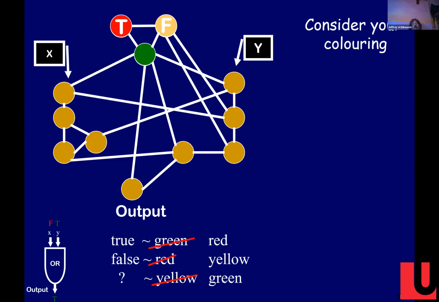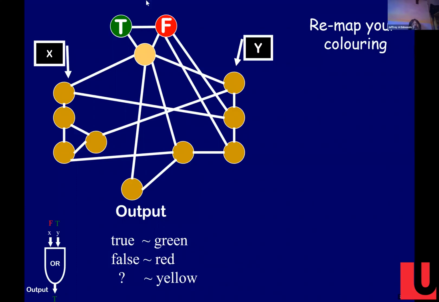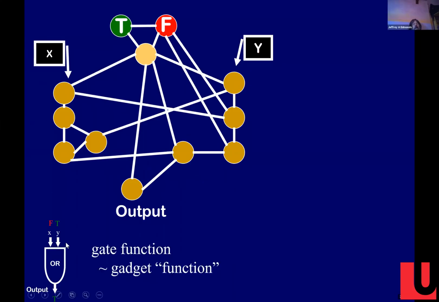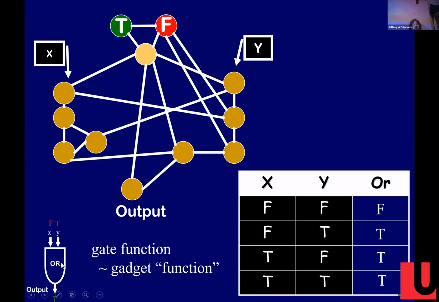But we can recolor everything, right? We can just rotate the 3 colors. So, without loss of generality, we can assume that this node is colored green and this node is colored red. All right? So for our sake, green will be our true color and red will be our false color, right? Does that make sense? All right, so now we're going to see how does this thing compute?